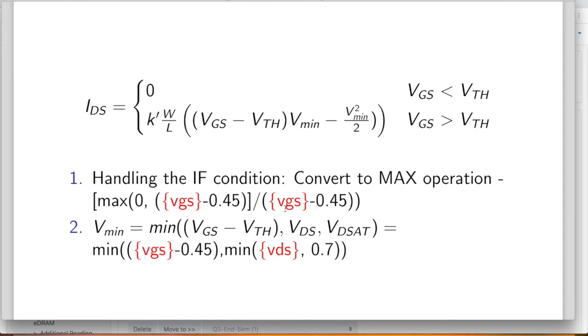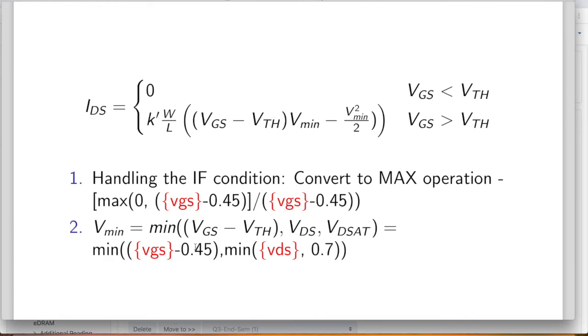So the key idea is to simply multiply this expression here by this max operation. If it is less than VTH, then automatically it gets multiplied by 0 and the answer will be 0. Otherwise it will turn out to be this particular expression.